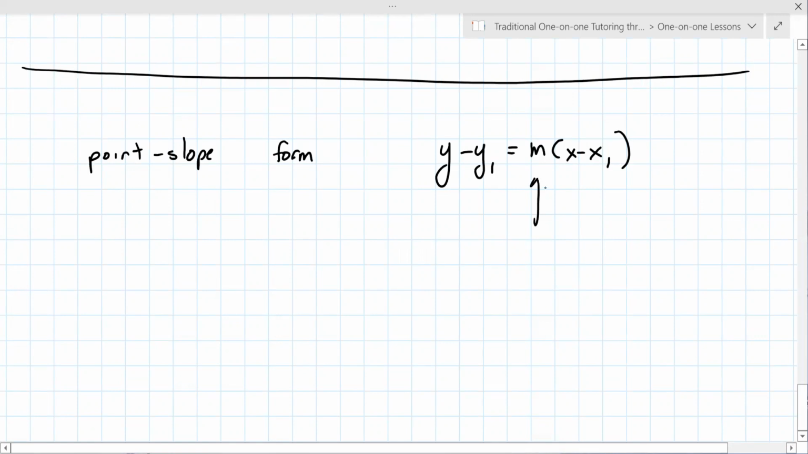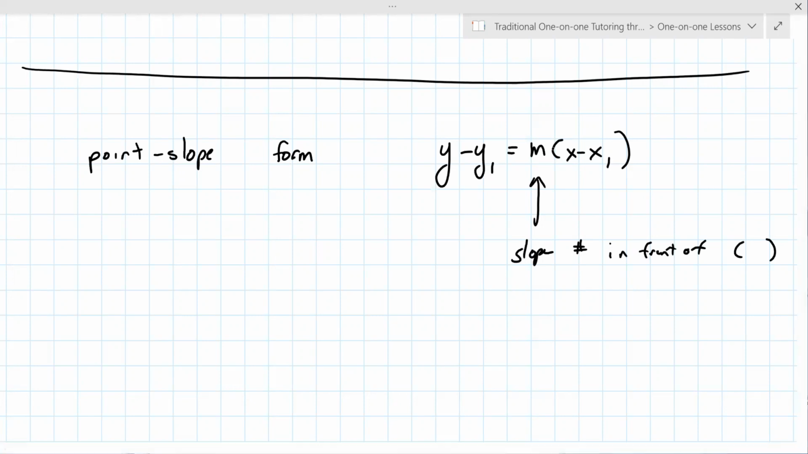So the slope right here is the number in front of the parentheses. You see how this is a parenthesis, x minus x1? The slope is the number that's in front of the parentheses. Is that clear? All right, so let me give you an example here.